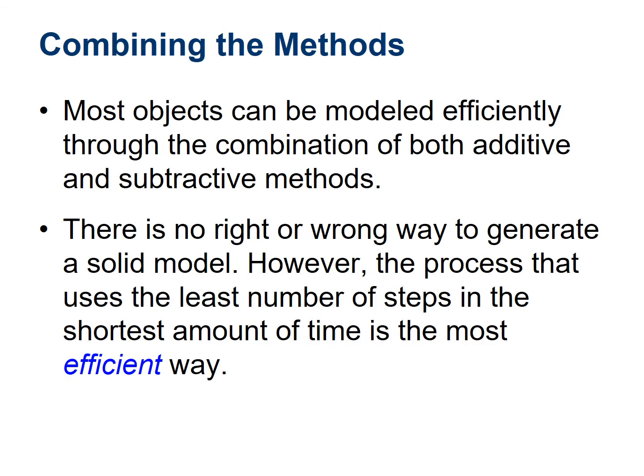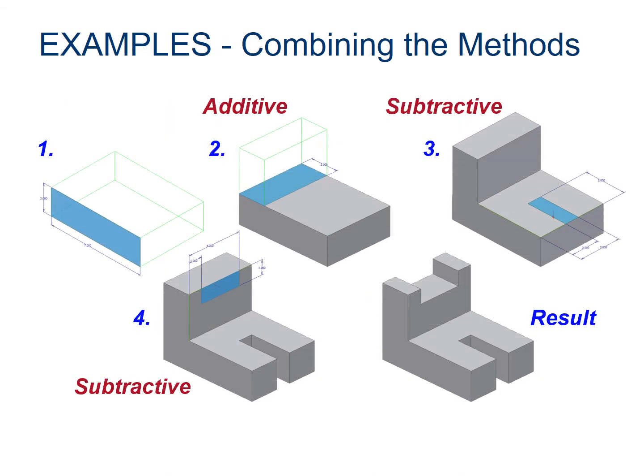Most objects can be modeled efficiently through the combination of both additive and subtractive methods. There is no right or wrong way to generate a solid model. However, the process that uses the least number of steps in the shortest amount of time is the most efficient way. But everyone has their way of creating different objects in CAD. There's no real wrong way unless the object is not created correctly. So here's an example of a combination of additive and subtractive methods to create the object that you see on the bottom right hand corner, the object that we've seen quite a bit in this course.